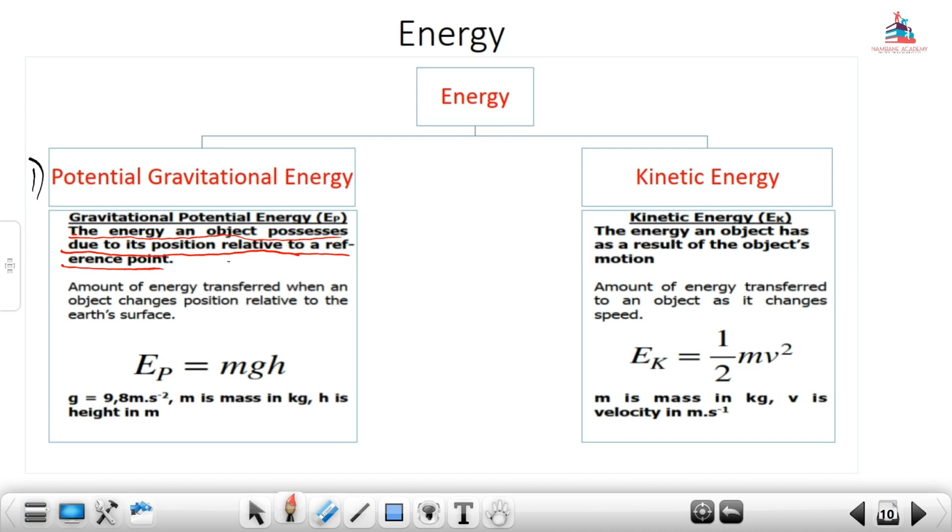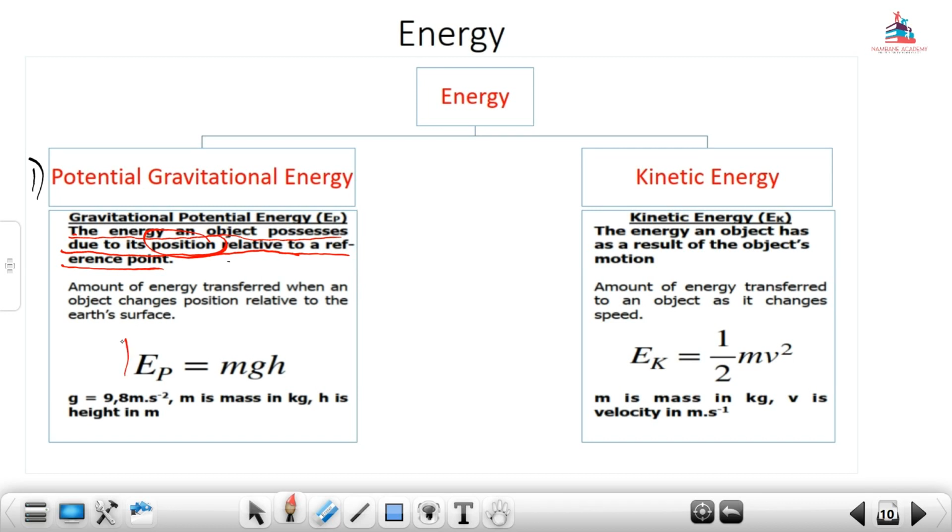So it basically says how high or how low is our object in our frame of reference, which will be the ground in this case. So it is basically the energy that an object possesses due to its position. That is very, very key.